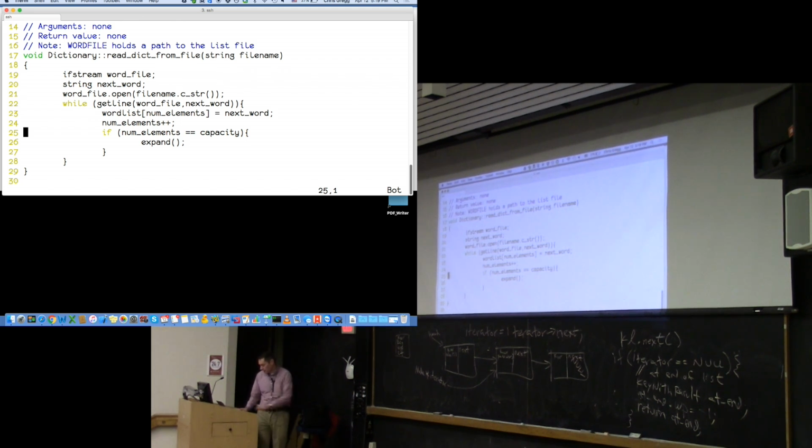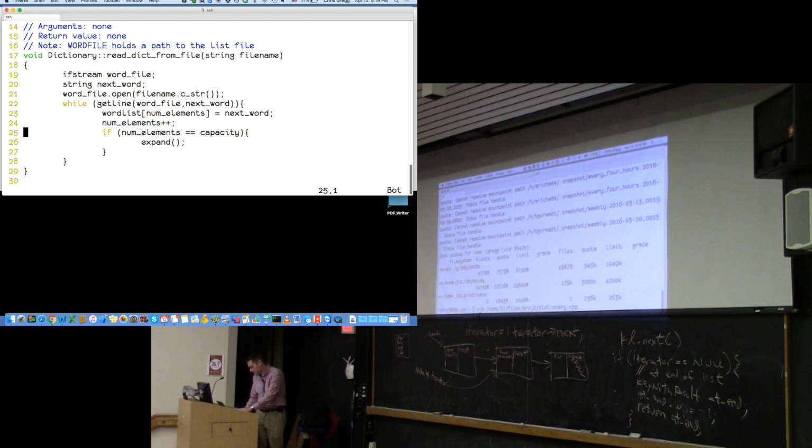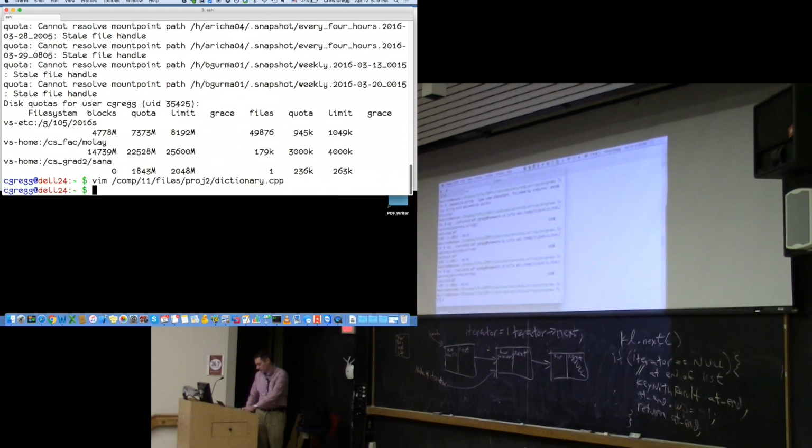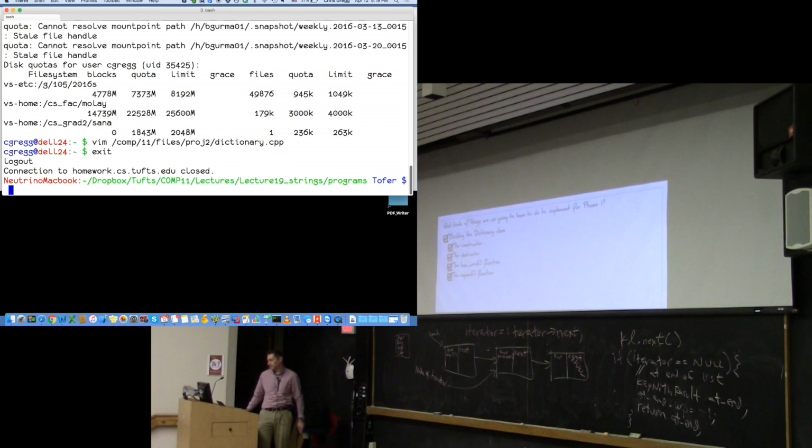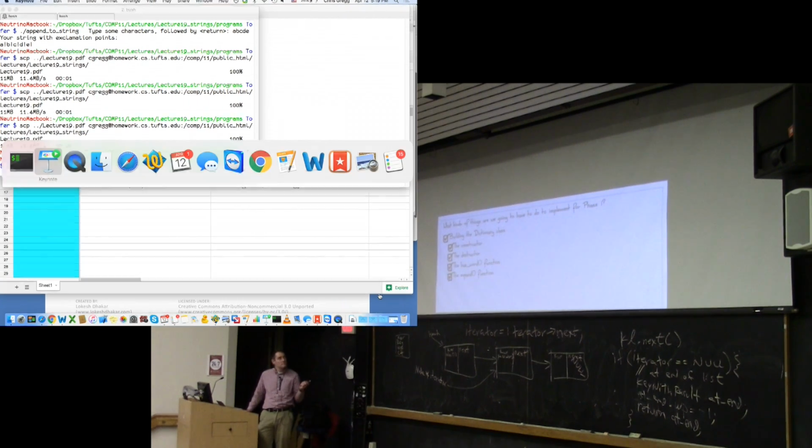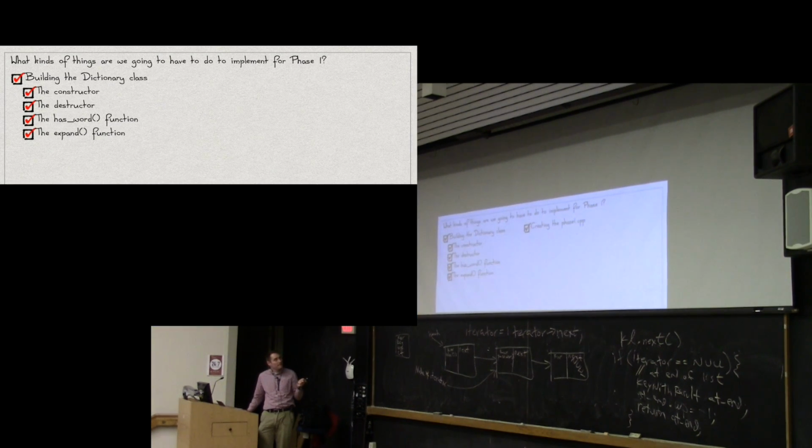Okay. All right. Let's see. That was that, and let's go back to there. Expand function. All right. And then you're going to have to create the phase1.cpp file. You would be very smart if you simply copied your phase0.cpp file to phase1.cpp and modified that.